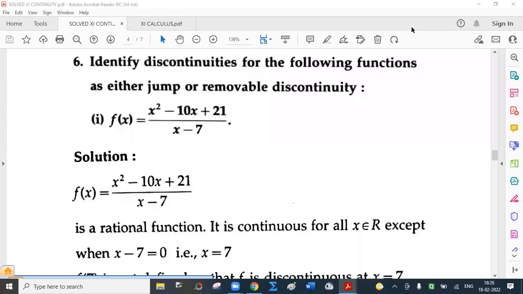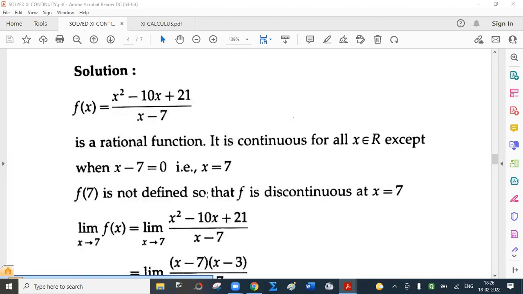Sixth question. Identify discontinuities for the following functions as either jump or removable discontinuity. Jump discontinuity means irremovable discontinuity. First one, f(x) = (x² − 10x + 21)/(x − 7). Clearly, this is a rational function. It is continuous for all x belonging to the set of real numbers, except at the point or points where the denominator vanishes. That is, in this case, x − 7 = 0, that is x = 7. So f(7) is not defined, so f is discontinuous at x = 7.